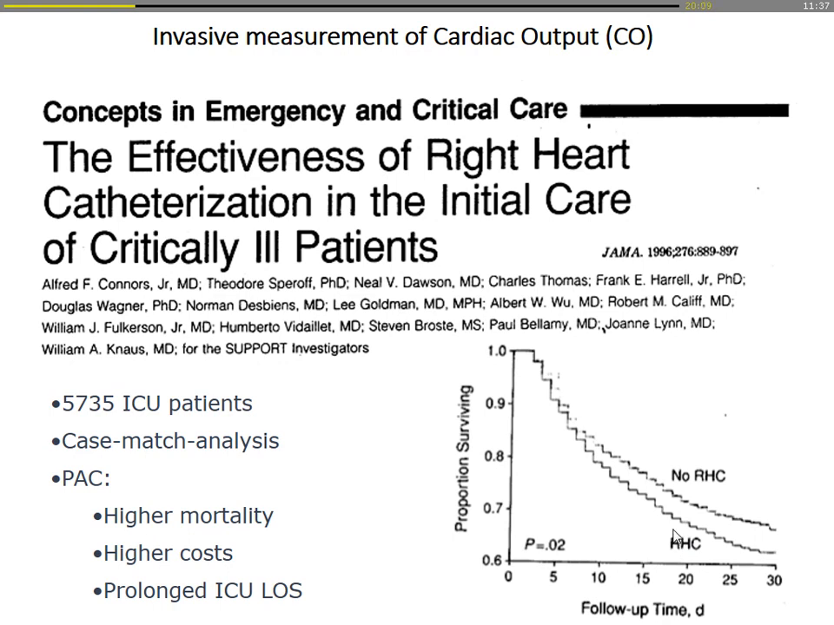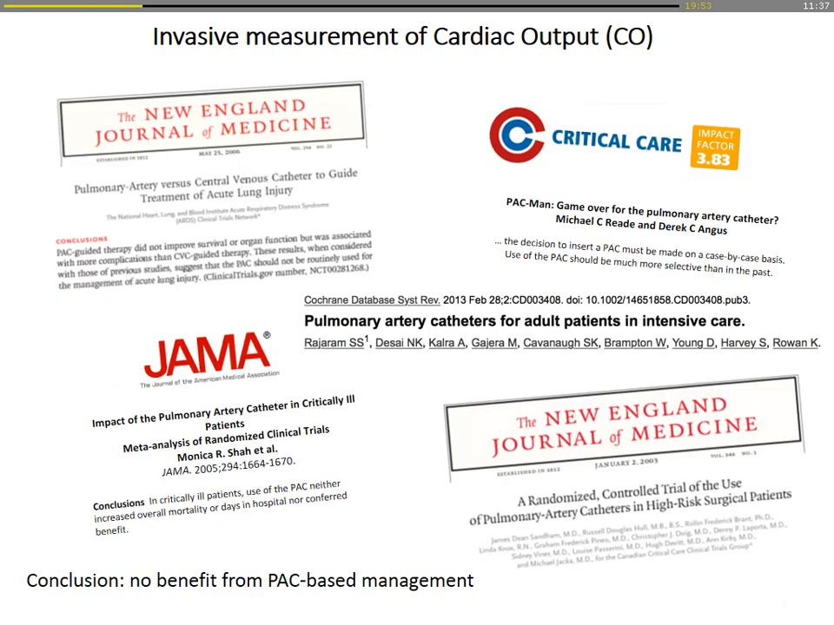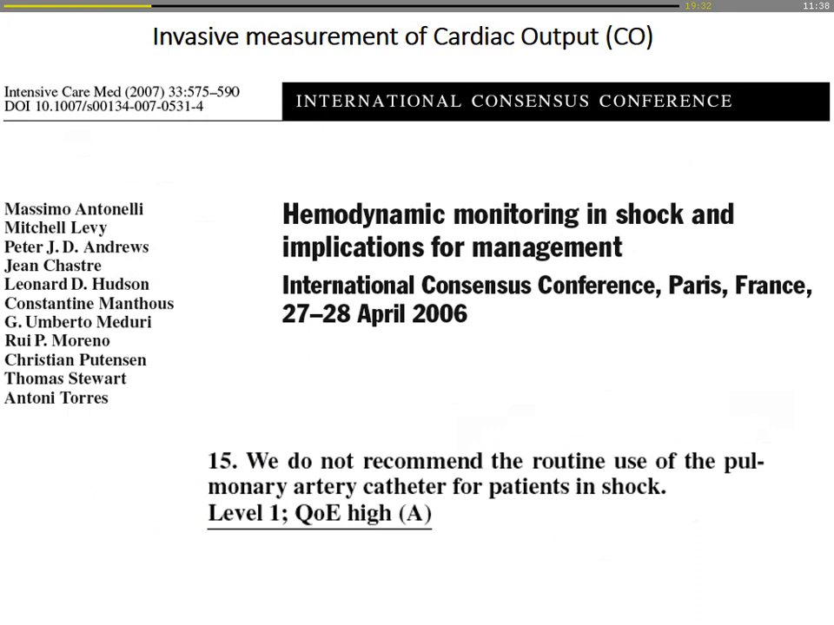And the mortality was higher in the group that had a Swan-Ganz catheter, there were also higher costs and prolonged ICU length of stay. The study was discussed, of course, and criticized because patients needing a Swan-Ganz catheter may be the sicker ones, and there have been a lot of studies, I won't go through these, which challenged this concept and even looked at concepts using information from the Swan-Ganz to improve the patient, but the conclusion from all of these studies was there's not a benefit from a management based on pulmonary artery catheter.